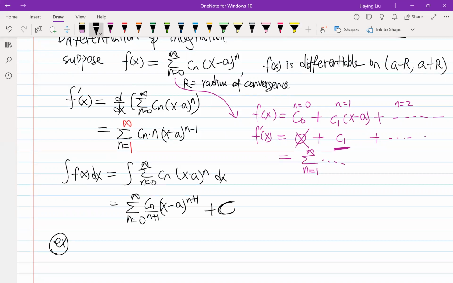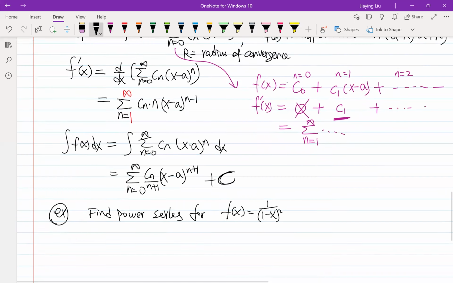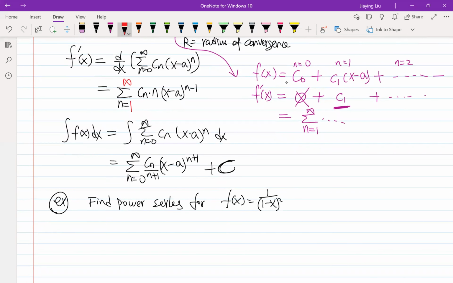So here's one example I have. It says, find the power series for f of x equals 1 over (1 minus x) squared. So the denominator is squared, which makes it difficult to convert to the 1 over 1 minus capital X form.